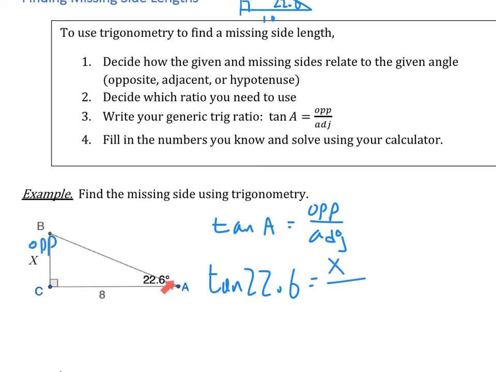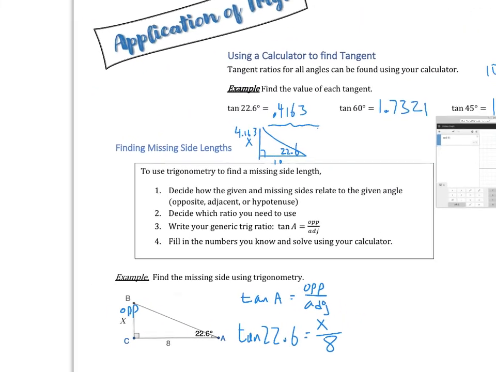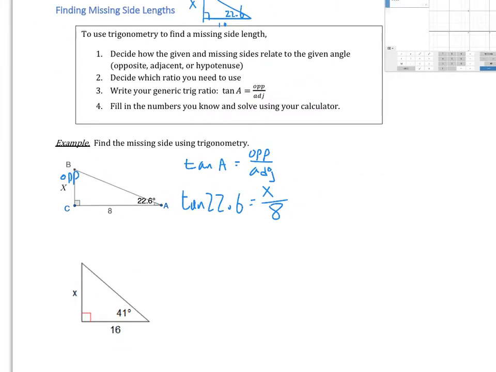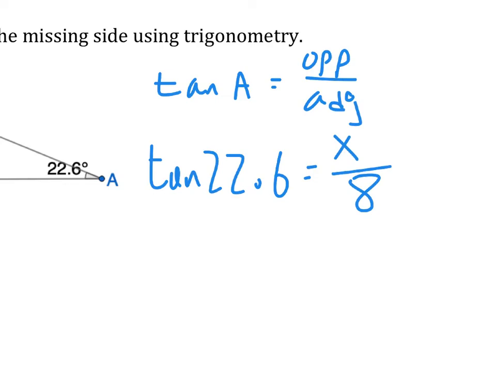How big is the adjacent? That's connected right here. That is 8. Okay? Well, what is the tangent of 22.6? Well, we already found it out. It's 0.4163. So we can replace it: 0.4163 equals x over 8. And this is now just an equation. It's got an ugly decimal in there, but this is nothing that's too strange, hopefully.